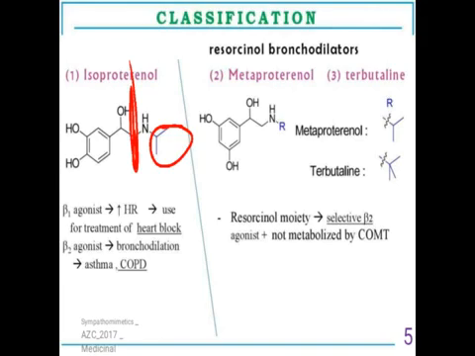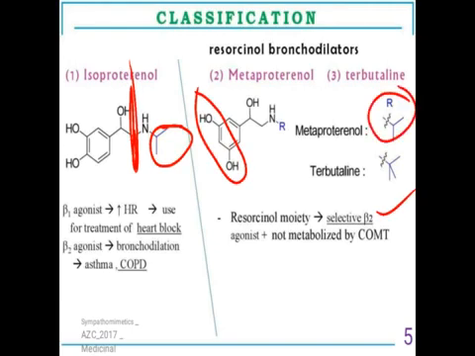The next drug, the bronchodilator, is metaproterenol. So here you can observe in the case of metaproterenol there is a 3,5 hydroxy group. When the hydroxy groups are not at the 3,4 positions, but instead at the 3 and 5 positions, the drug becomes more selective towards the beta receptor, that is, a selective beta agonist. In the case of terbutaline also this part is similar.